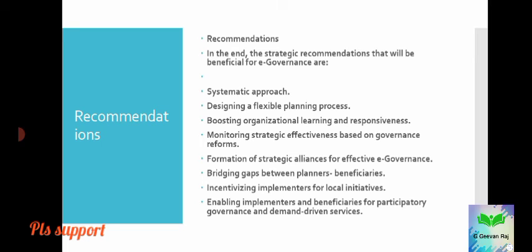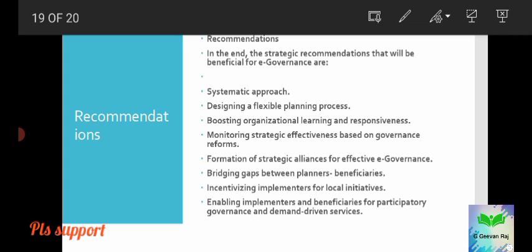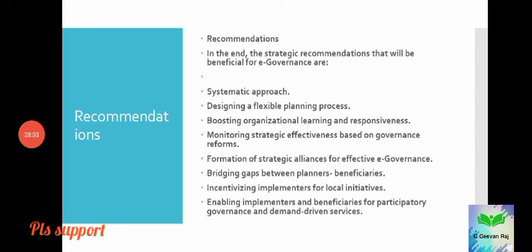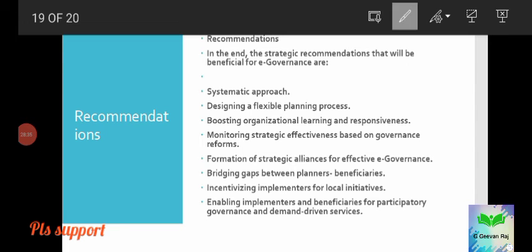Now let us look at some of the recommendations for implementing e-governance in India. In other words, these are also the way forward when it comes to implementing e-governance. So the first major recommendation is that we should follow a systematic approach. When it comes to implementing the various e-governance initiatives, the government or the implementing authority should follow a systematic approach.